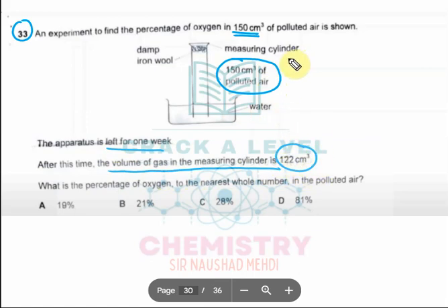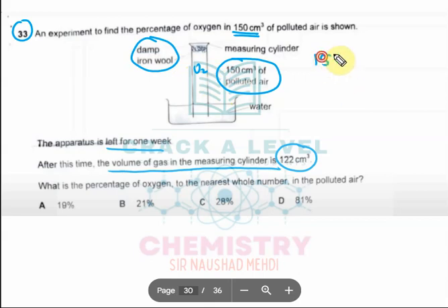Because we have a damp iron wool over here, so damp means moist iron wool, and since the moisture is present and the oxygen is also present in the air, this oxygen will be used to make this iron corrode. So the corrosion of iron will take place, the rusting of iron will take place, and in the rusting of iron, the oxygen gas will be utilized. So how much oxygen gas will be utilized?